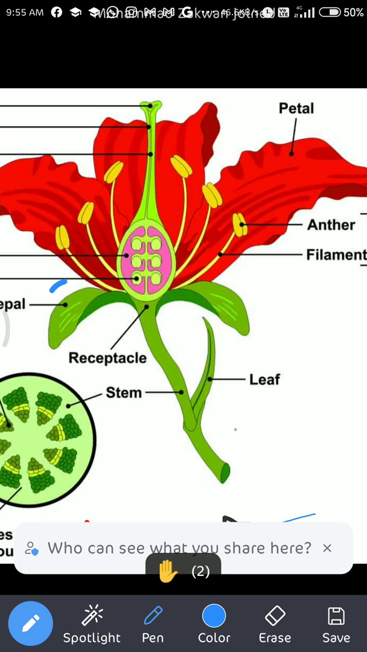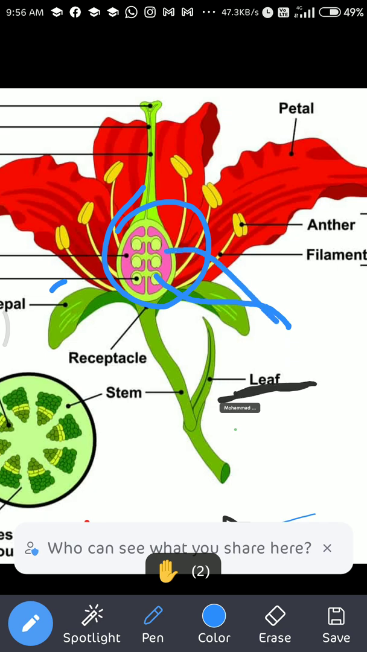Four are not there. Stigma, style, ovary. This is ovary. I circled it with the blue. This is ovary, and inside, green color is visible. These green ones are ovules. This small structure which is present in the ovary is known as ovule. Later on, after fertilization, this ovary will be changed into fruit.